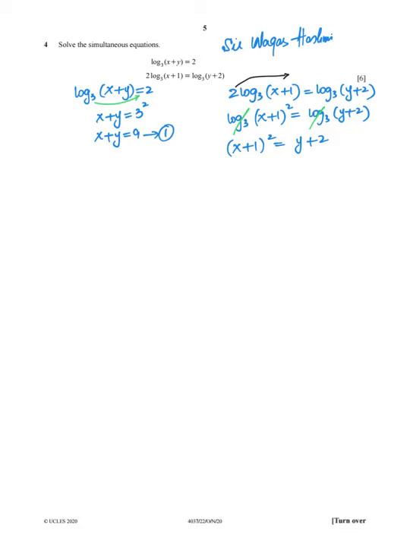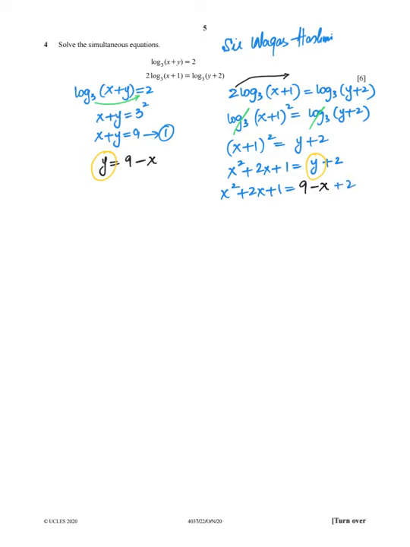And now I can expand the identity, so that will be x square plus 2x plus 1 equals y plus 2. From equation number 1, if I make y the subject, it will be y equals 9 minus x, right? This x, when you shift it to the right side, it will be 9 minus x. And now I will use the value of y here. So now it will be x square plus 2x plus 1 equals, instead of y, 9 minus x, and the leftover is plus 2.